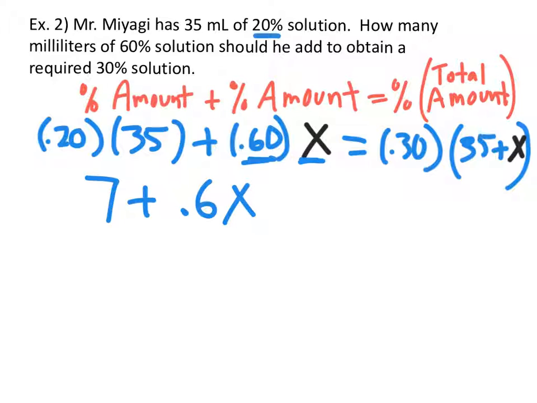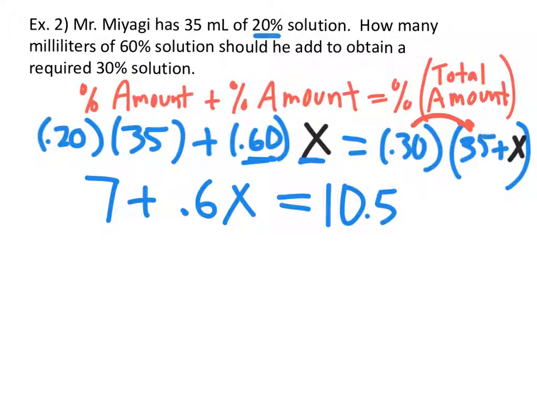Now over here on the right side, 0.30 or just 0.3 times 35. Help me out. What's that? 7.5? 10. Oh, 10.5. Sorry. Don't get mad at me. 10.5.